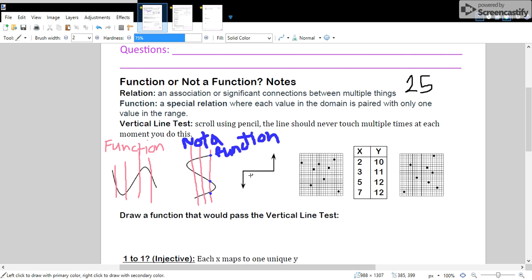Okay, for the next one, we have this relation. Now, these vertical lines are fine, but when we get to this, we have vertical lines in our relation. Since there are vertical lines in this relation, of course it's going to hit it more than once at the same time, so this would not be a function.